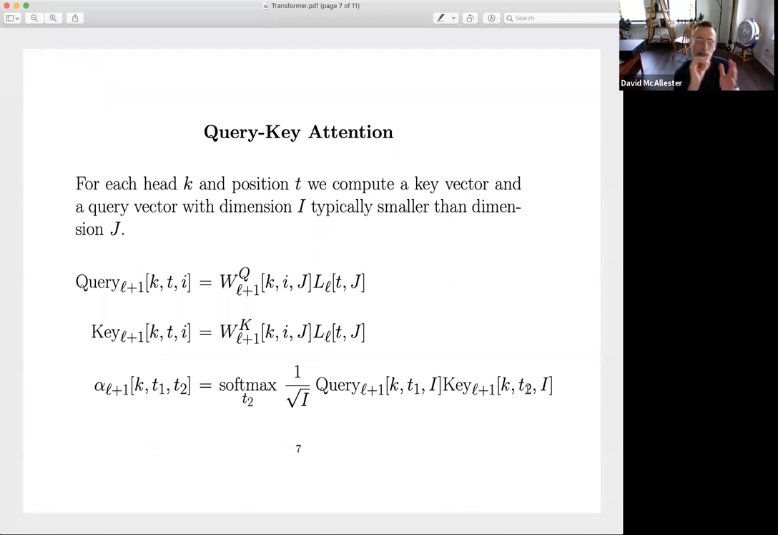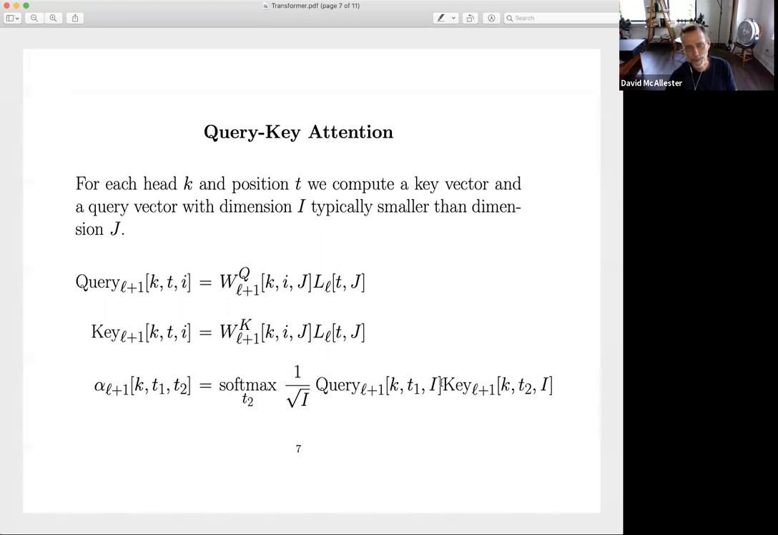So T1 is putting out a query, T2 is putting out a key, and I look at the match between the query and the key, and I take a softmax over that to get the attention. T1 puts out the query, T2 puts out the key, the softmax determines this directed edge from T1 to T2. Now there's this interesting thing that is done in the transformer architecture.